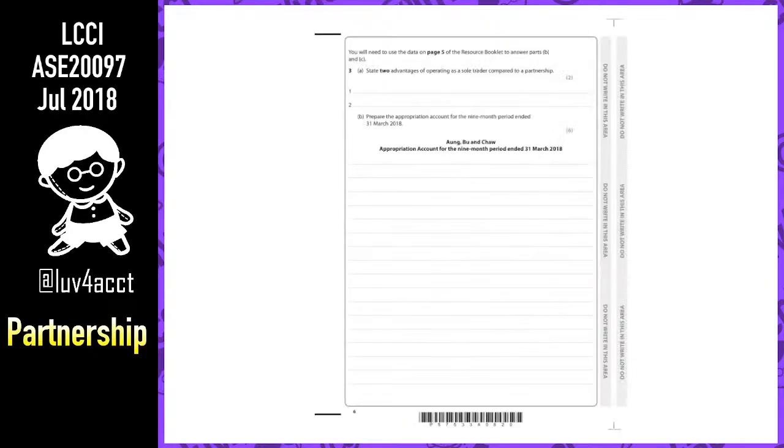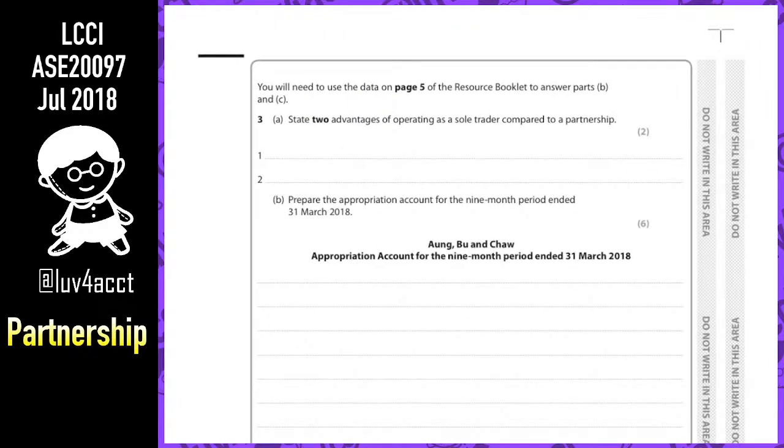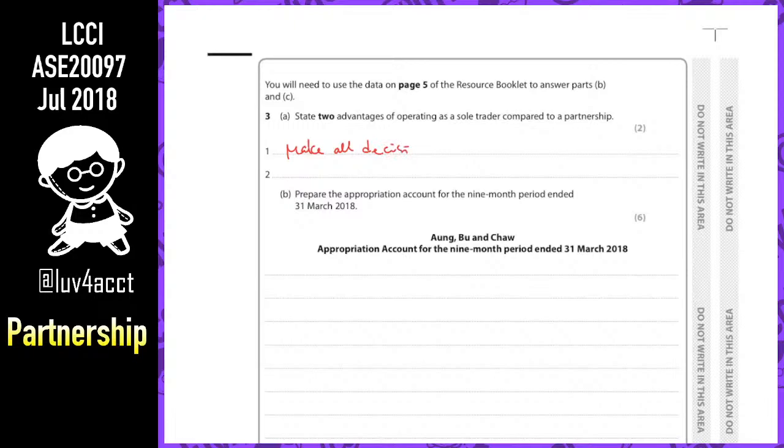Okay, so we have to state 2 advantages of operating as a sole trader compared to a partnership. Faster decision making. And also keep all profit. Okay, do not need to share the profit with others. And if you want control of the company, you have full control of the business, right?